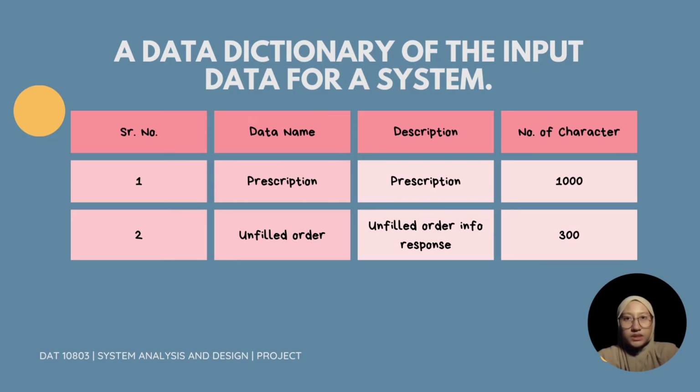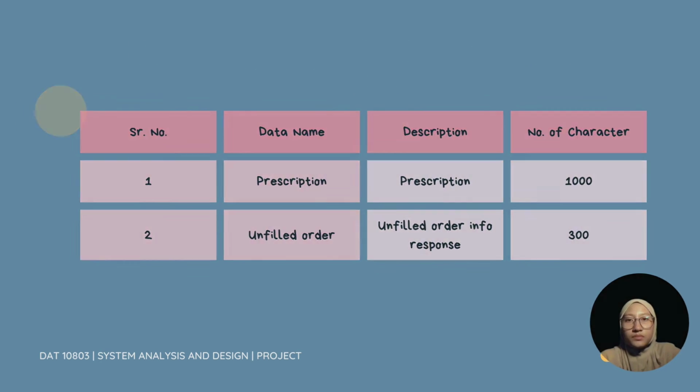The data dictionary of the input data for the system has two entries. First, the data name is prescription. The maximum number of characters allowed in the prescription is within 1000. Second, the data name is unfilled order, and the description is unfilled order info response from the user. The maximum number of characters allowed in the response is within 300, less than in the prescription. That's all from me, and I will pass to the next presenter.